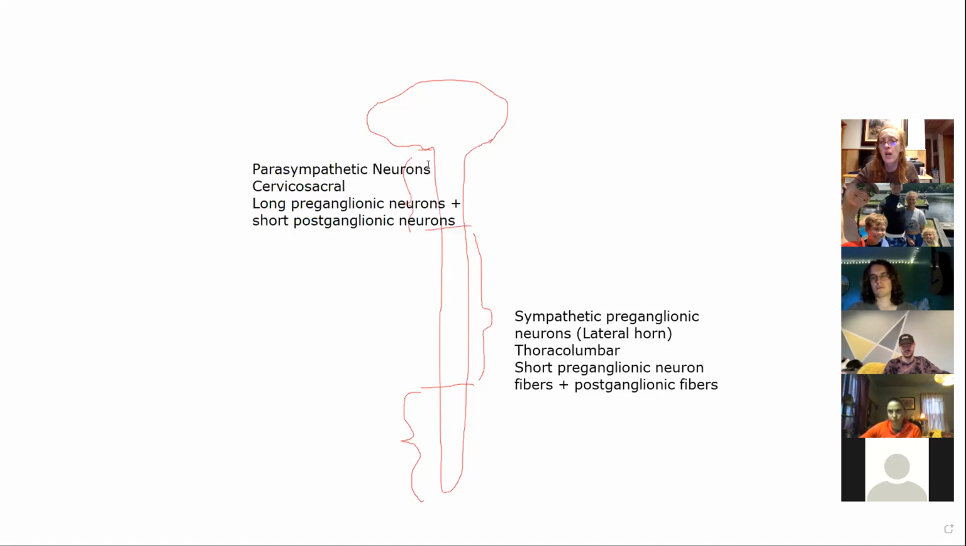So parasympathetic neurons are going to be flanking the sympathetic nervous system preganglionic fibers. And they are going to be long preganglionic fibers. They're going to extend out really far, and then have short postganglionic neurons. On the other hand, the sympathetic nervous system is going to originate from the center of the spinal cord. And it's going to have short preganglionic fibers and long postganglionic fibers.